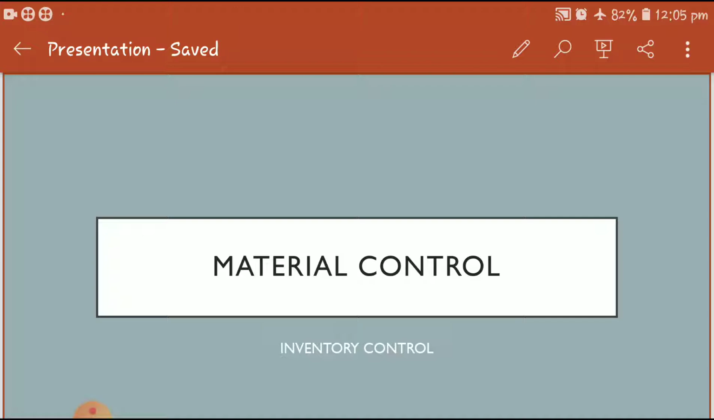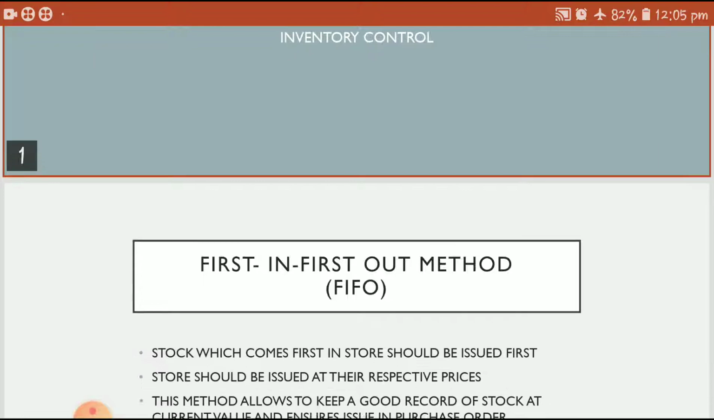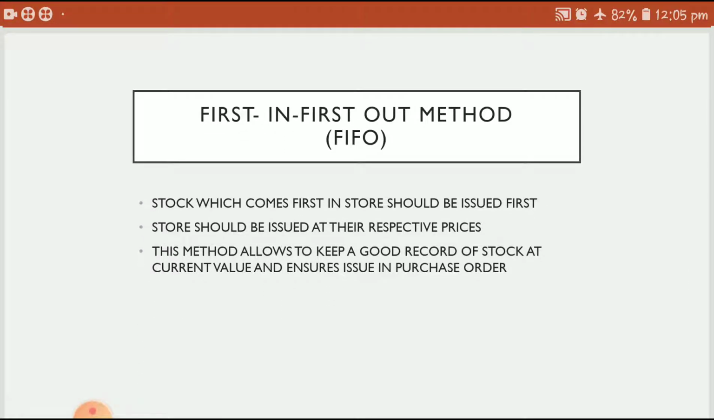In this, today we will discuss how we control inventory by different methods, out of which your first method, here on screen, is the first in first out method. In short, it is called the FIFO method.